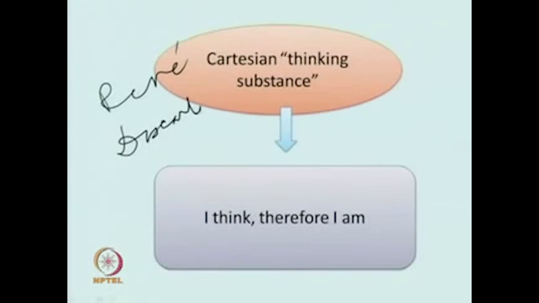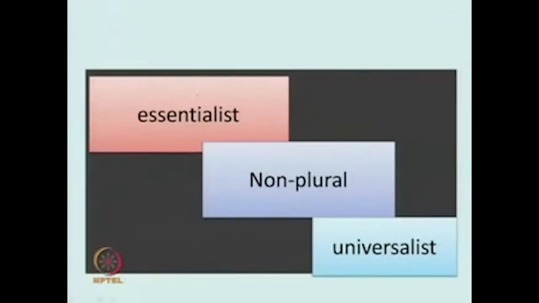We recall René Descartes, whom I have mentioned, I think, in the first or second lecture. Descartes' thinking substance, "I think, therefore I am," was meant in several senses; you could also translate it as "I doubt, therefore I am." But this phrase is bandied about so much that it gives you an illusion of the autonomy of the self, an illusion that you are in complete control of yourself. Therefore, identity is essentialist, non-plural, and universalist in the old school of looking at identity.